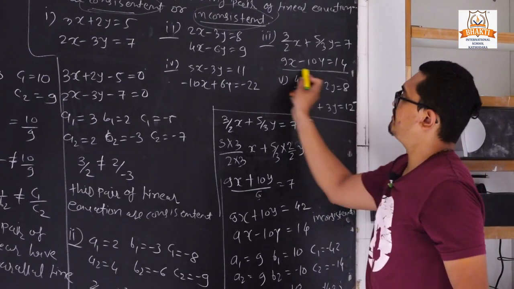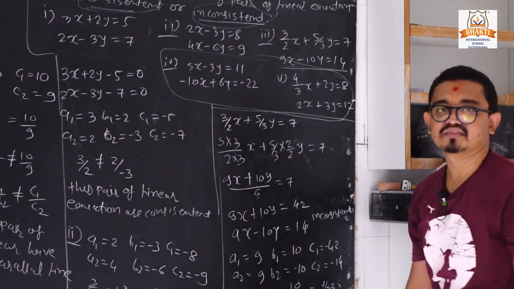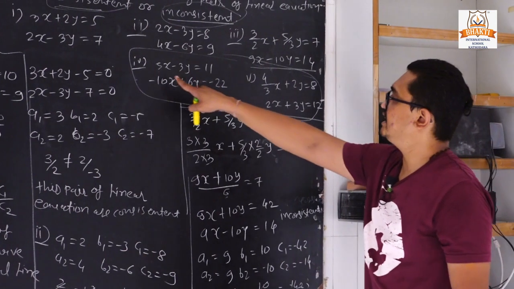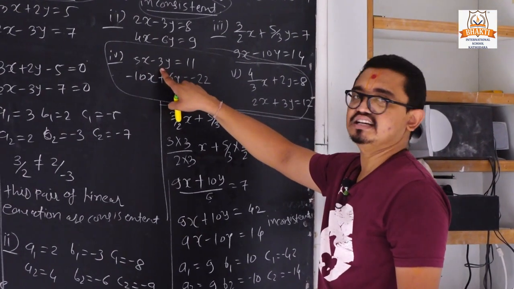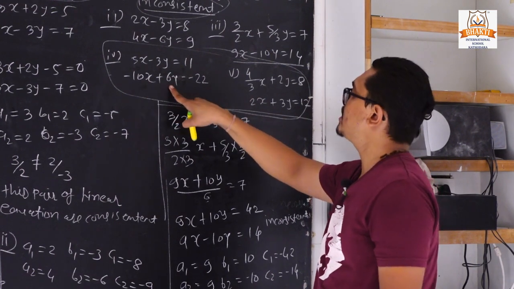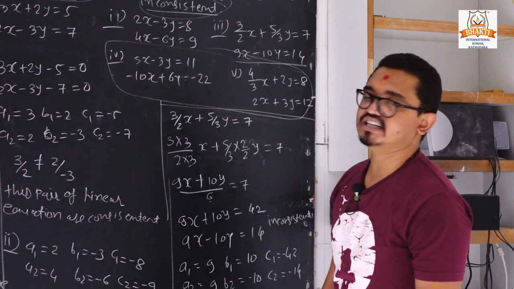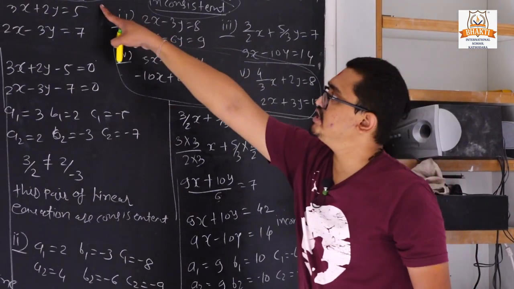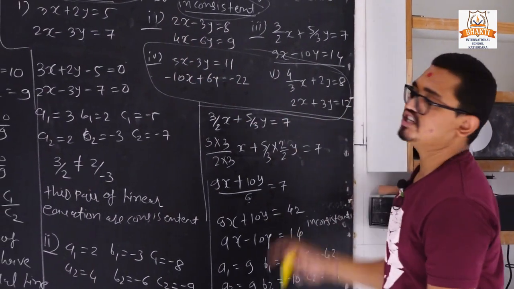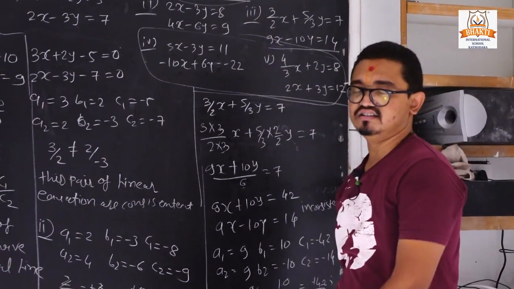So similarly you can find for the 4 and 5. Clear? Same method. If you want, here see that a1 is 5, b1 is minus 3 and c1 is minus 11. Same for a2, b2 and c2. Now compare. If the first and second conditions hold, it is coincident, and if the third condition is like a parallel, so here we can declare it is inconsistent.